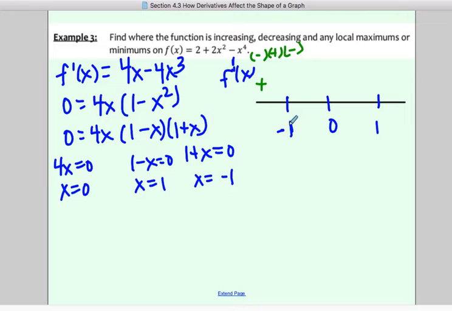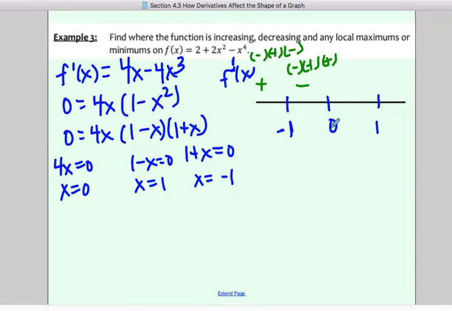Okay, then I'm going to go from -1 to 0. I'm going to plug in -0.5. So that'd be negative. 1 minus a negative, so plus. And then 1 plus a -0.5 would be a positive. So this one gives me a negative.